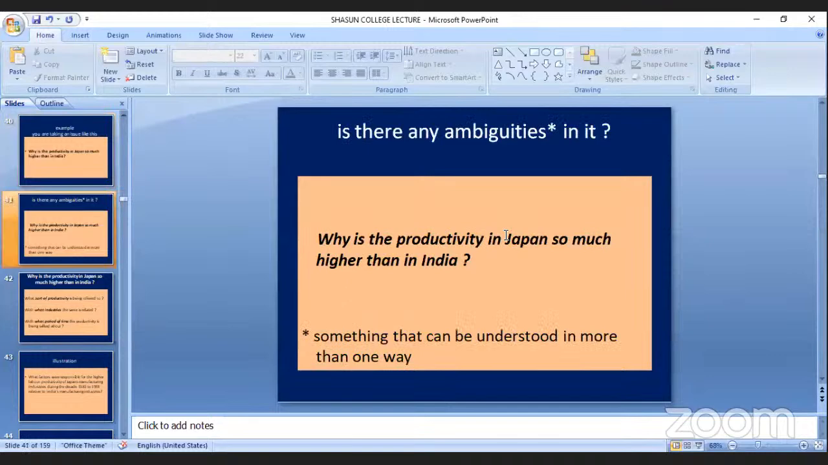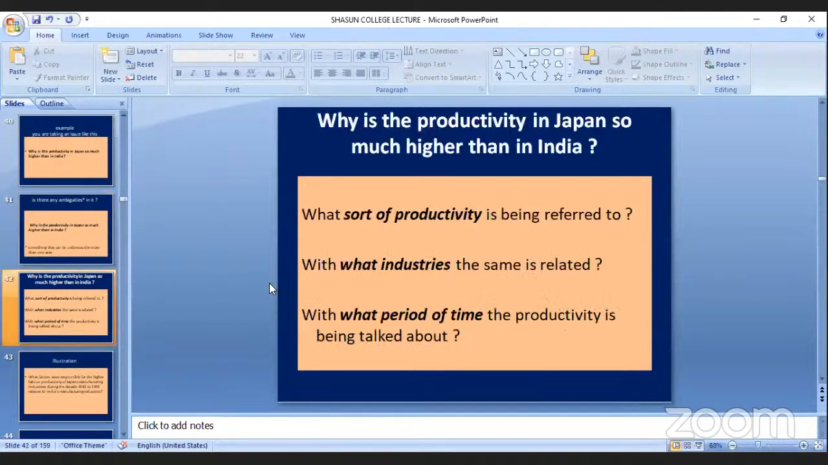Is there any ambiguity in it? Ambiguity means something that can be understood in more than one way. Why is the productivity in Japan so much higher than in India? What is lacking here, I will tell you in the next slide. What sort of productivity are they talking about here? We have to say whether we are talking about agriculture or industry. Nothing is mentioned here. Then what time period is given? All this is missing. So this is not the right method of stating your research problem. You cannot do this.